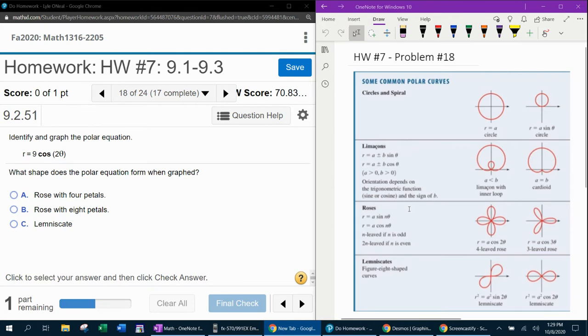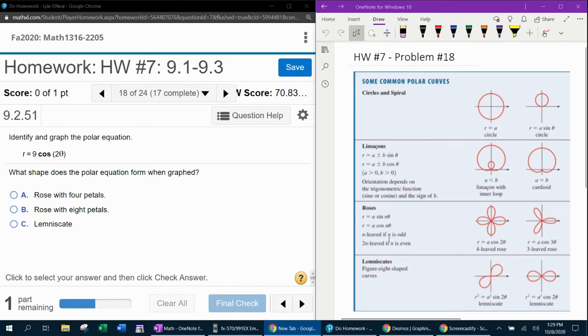If we come over here to our polar curves, we can see that roses are in the form of r equals a, either sine or cosine of n times theta. So that's what this equation is that they've given us. It's in the form of r equals a cosine of n times theta. And so we know that this is going to be a rose. Does it tell me how many petals it has?